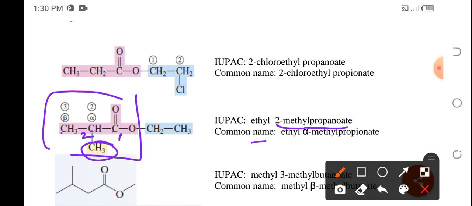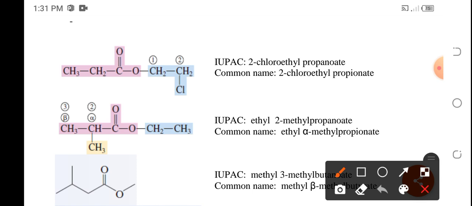But for the common name, we are not going to adopt the numbering system. Rather, it would be using the Greek letters. So the second carbon atom will be alpha. Therefore, the common name for this structure is ethyl alpha-methyl propionate. Okay, bakit ethyl?